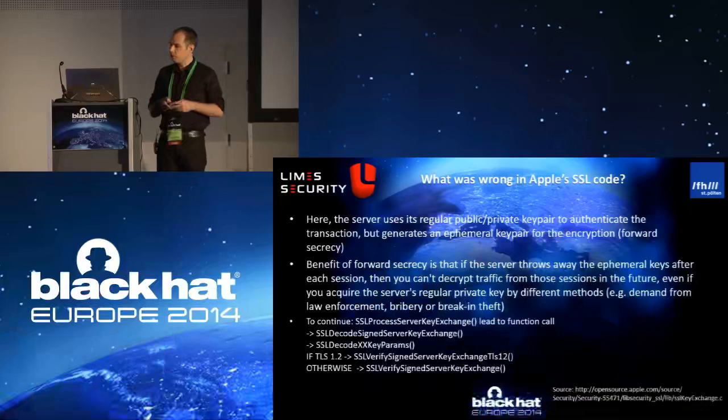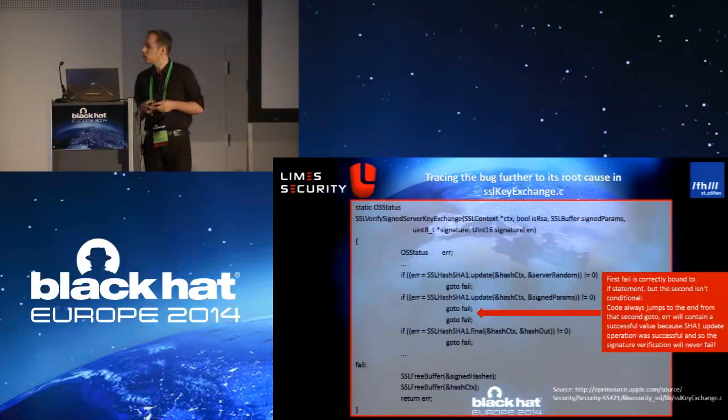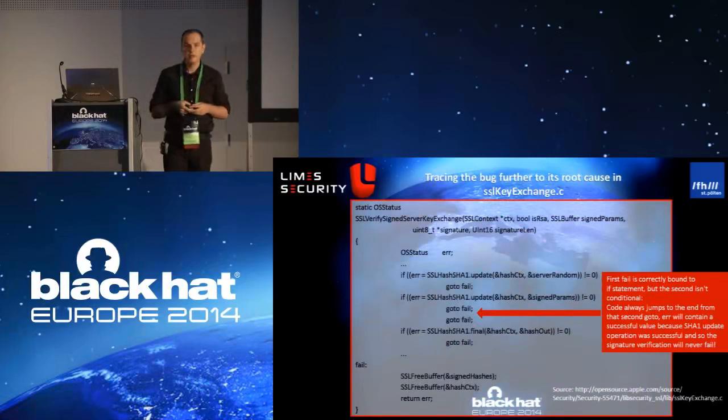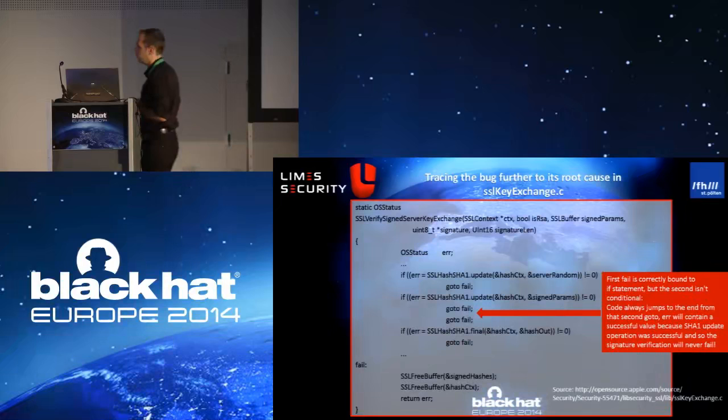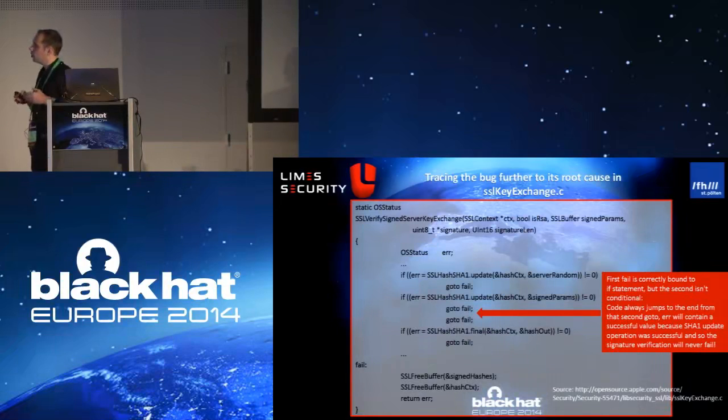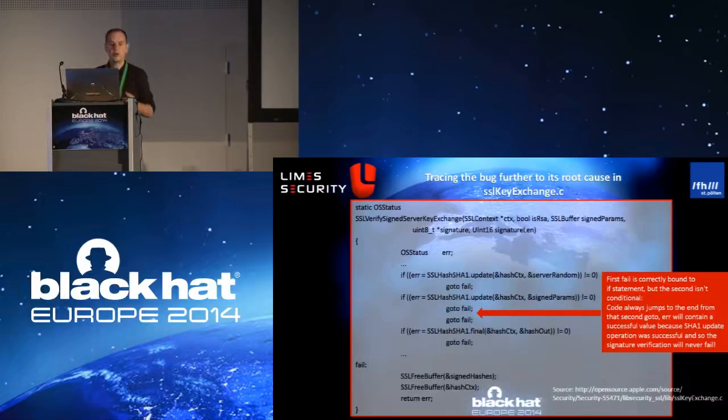So the problem actually happened in a C function called SSLVerifySignedServerKeyExchange. If you look quite closely at the source code, even if you're not familiar with programming in C, you see two goto fails in the middle of this. So it looks a little strange. What's the problem here? Obviously, the first fail is correctly bound to an if statement, but the second wasn't.